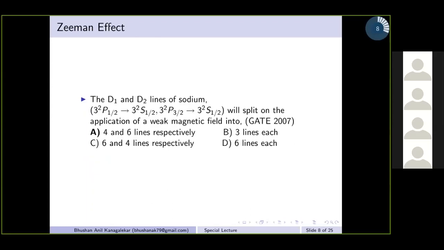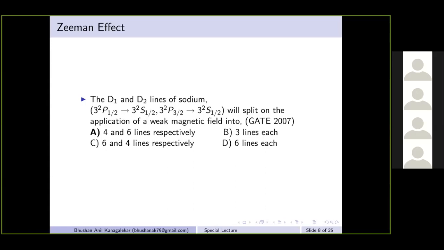That is regarding the Zeeman effect. The slide is regarding the Zeeman effect. So I'm putting the atomic spectra, LS coupling, JJ coupling, the Zeeman effect, and the molecular spectra. So the question is: the D1 and D2 lines of sodium. The D1 we get from the 2P1/2 to 2S1/2 transition, and the D2 line from 2P3/2 to 2S1/2 will split on the application of a magnetic field into how many lines?